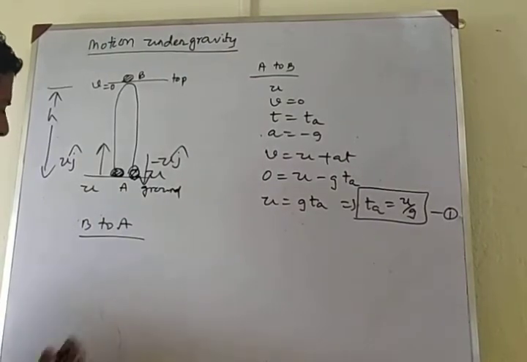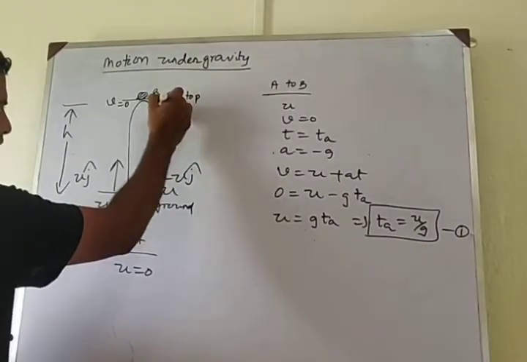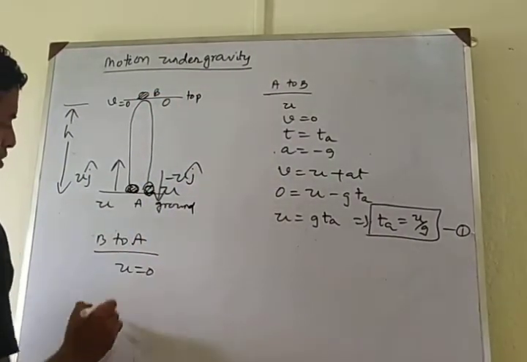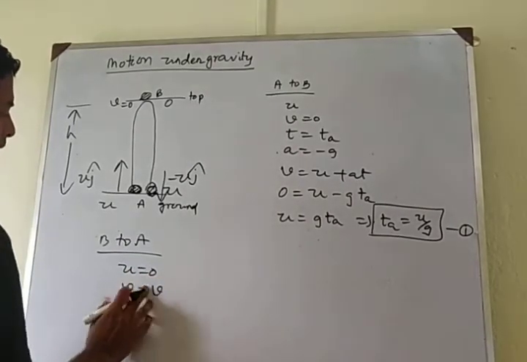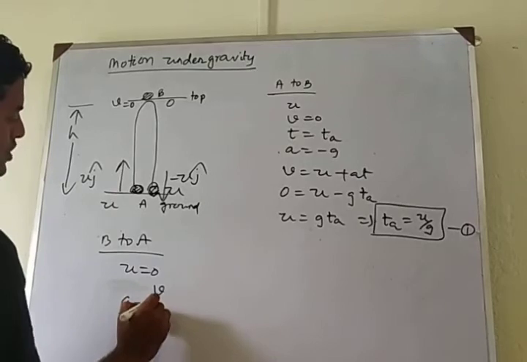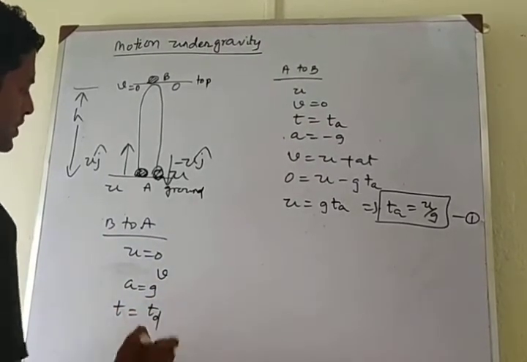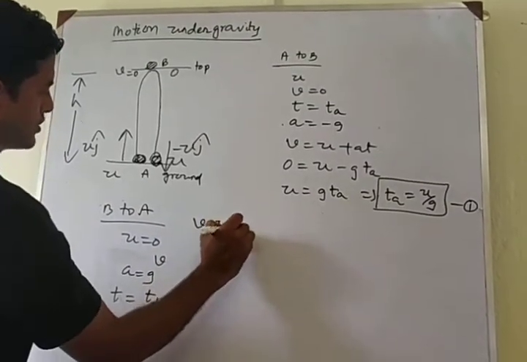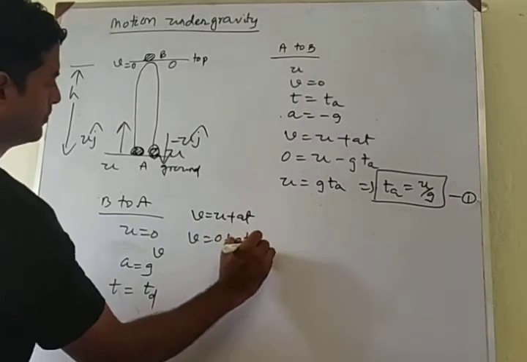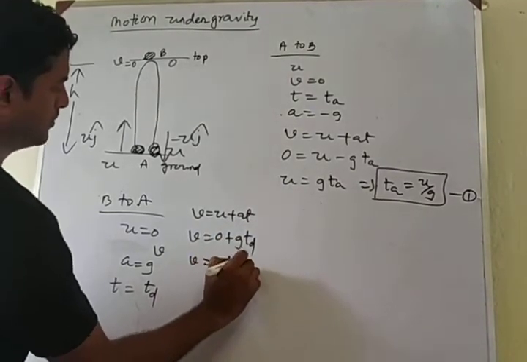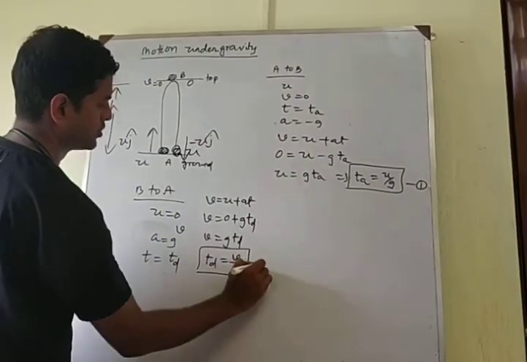When I am doing motion from B to A, when the ball is coming from B to A, the initial velocity is 0. Now the final velocity, let's say v. The final velocity is v, acceleration is g, and the time of flight or time of descent is td. Using the formula v equal to u plus at, v equal to u is 0 plus g td. So v equal to g td. Now td equal to v by g, equation 2.